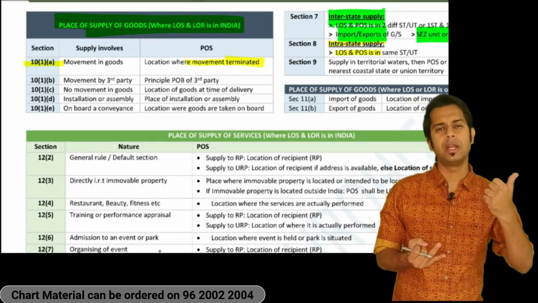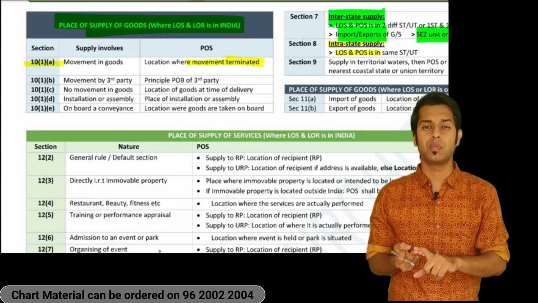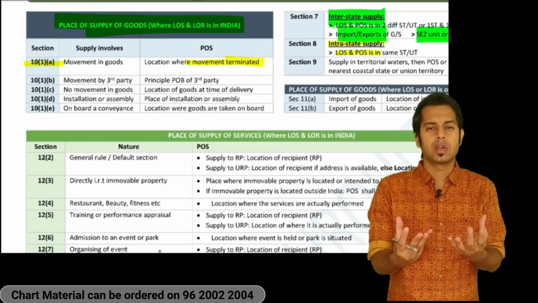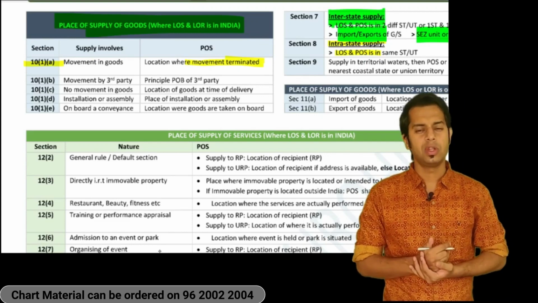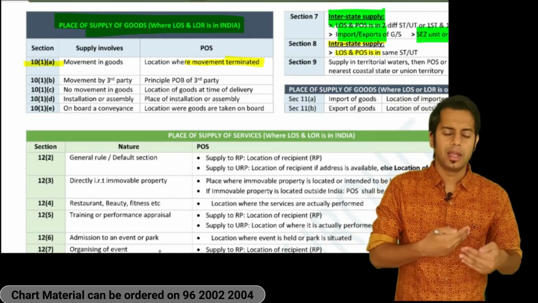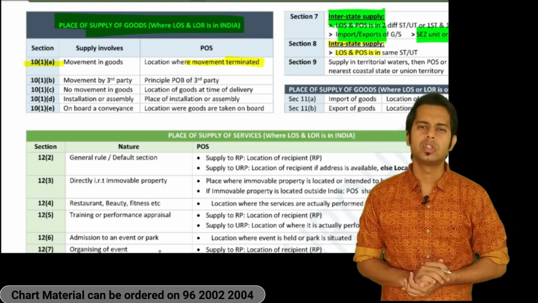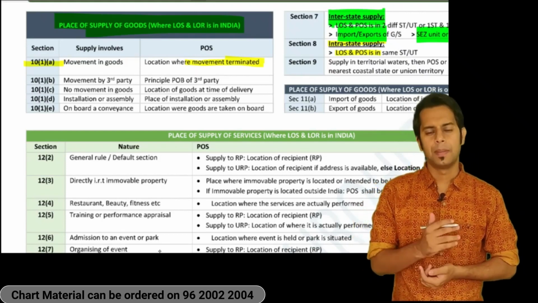If the movement is caused by a third party, then the principal place of business of the third party. If there is no movement involved, in such cases the location of the goods at the time of delivery to the recipient. If the goods are required to be installed or assembled at one location, then the location where the goods are installed or assembled will be treated as the place of supply.